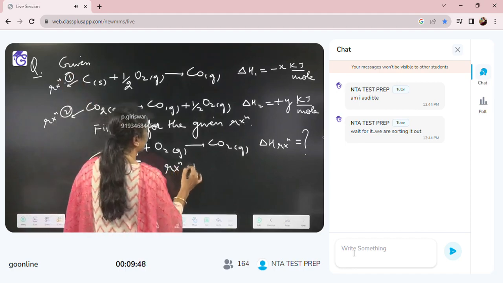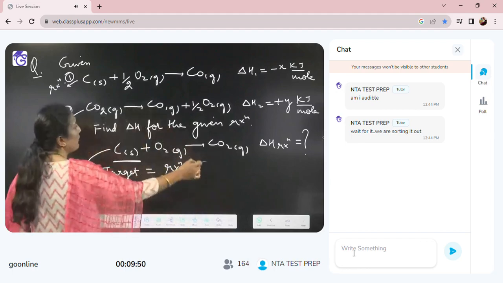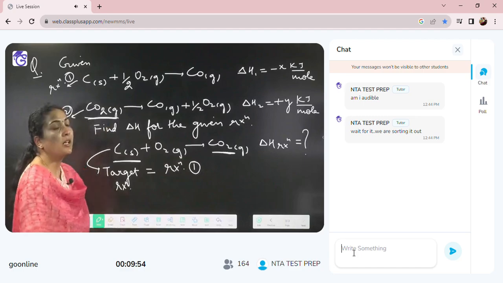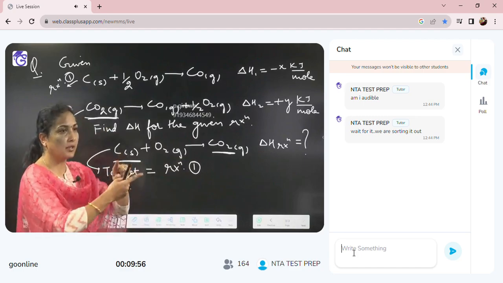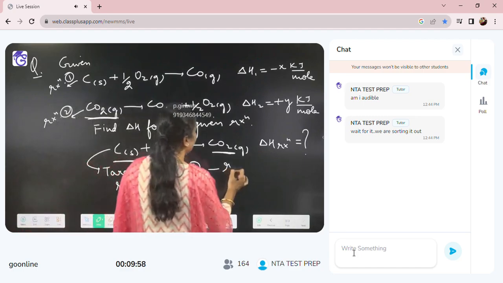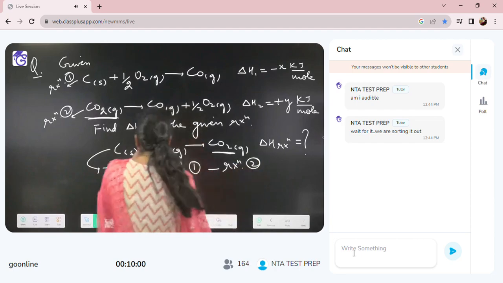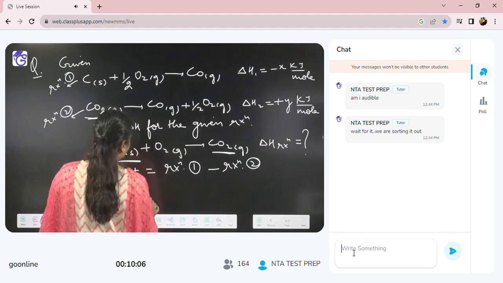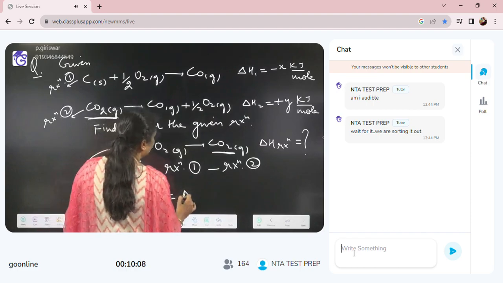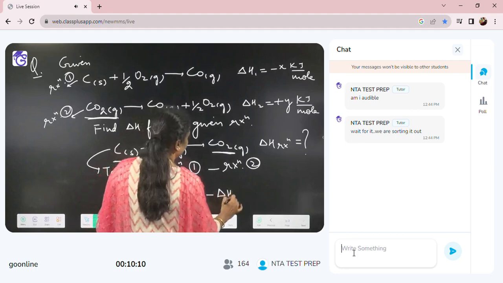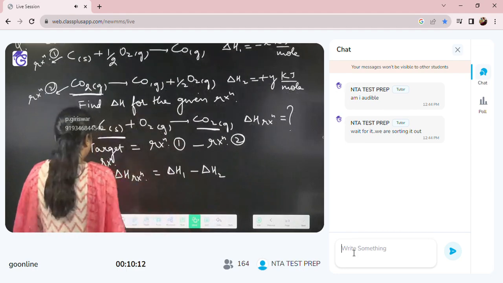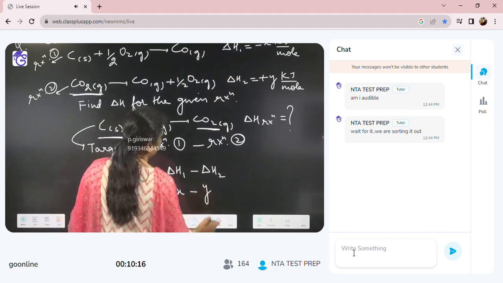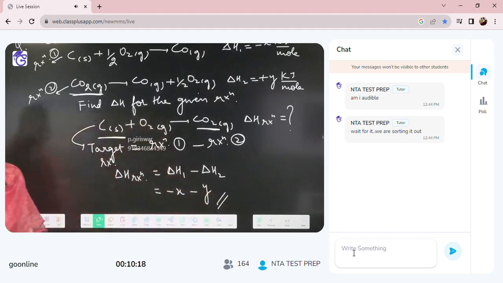So I'll write down reaction 1. Then you want CO2 here as a product, but in the given reaction it is present in the form of reactant. So you reverse it. Reversing means you're going to write down minus reaction 2. So basically, delta H of the reaction is equal to delta H1 minus delta H2. Now delta H1 is how much? Minus X, and this is minus Y. This will be your answer, minus X minus Y.